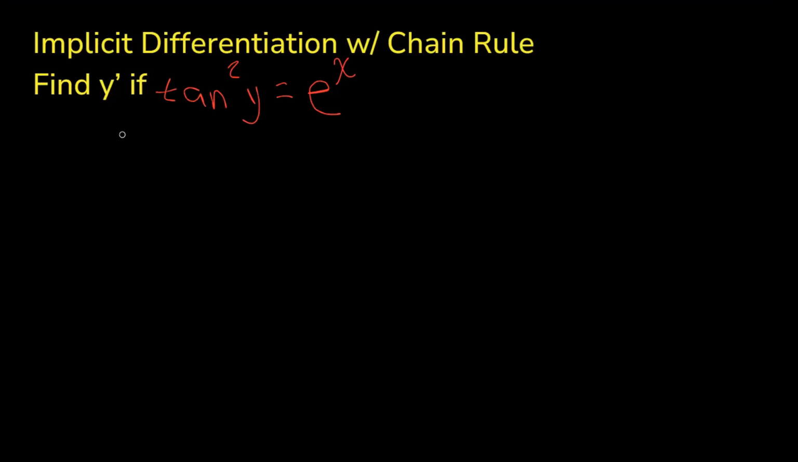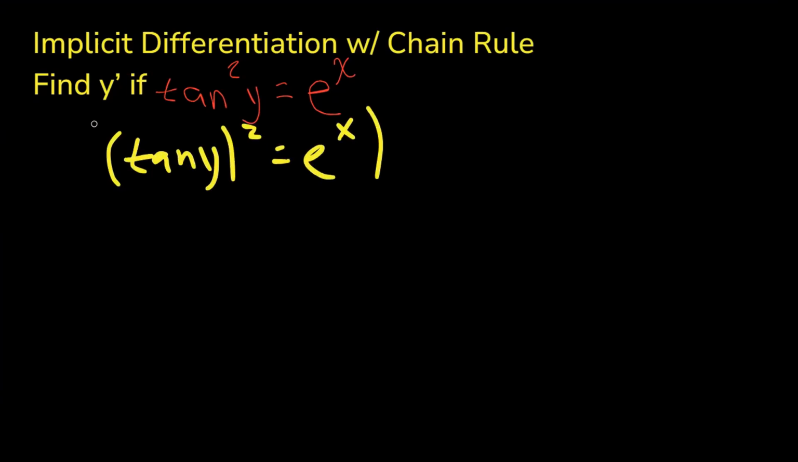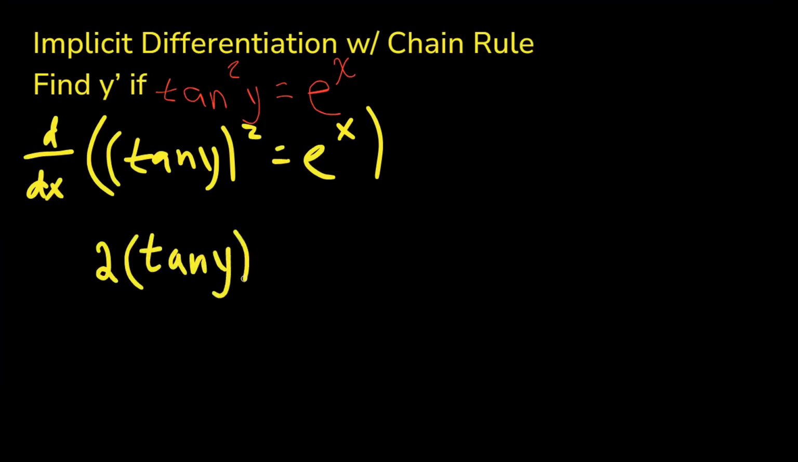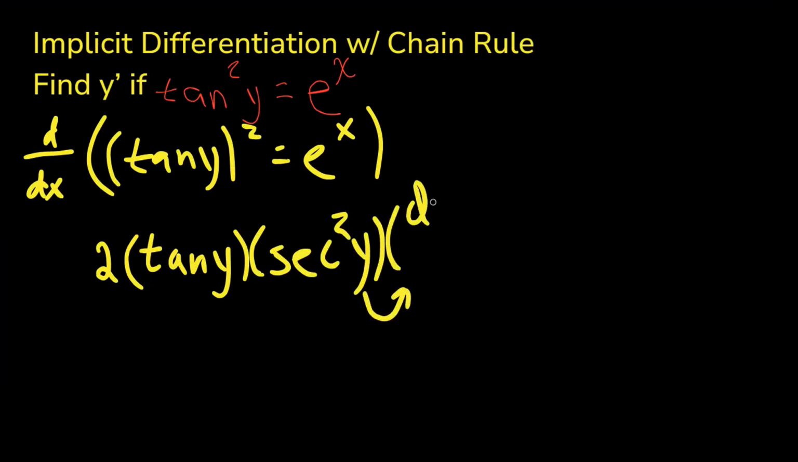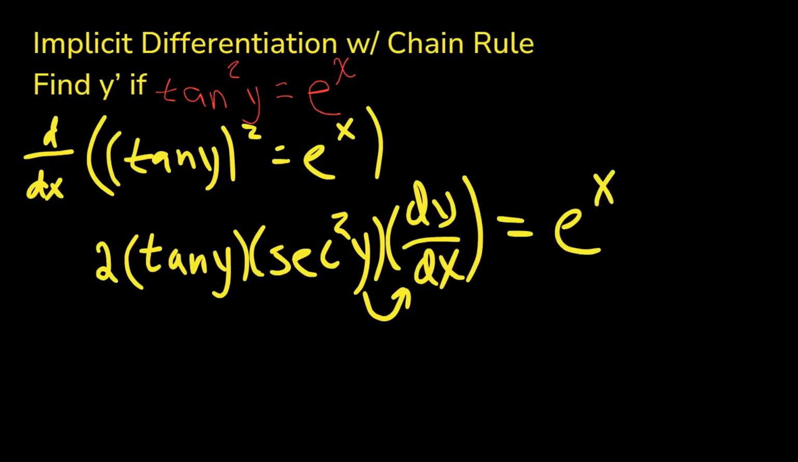So if you like to think of it as tangent y squared equals e to the x, that's sometimes helpful. And then we differentiate that with respect to x. So the 2 comes down, we'll use the general power rule here. Tangent y to the first times the derivative of tangent, which is secant squared y. But since y is treated as a function, we have to multiply by dy dx. And then the derivative of e to the x is itself. Then we just solve for dy dx.